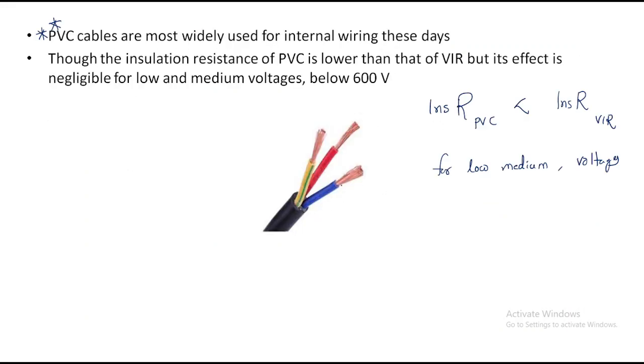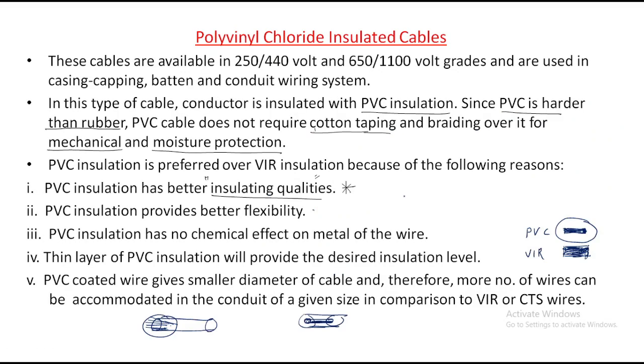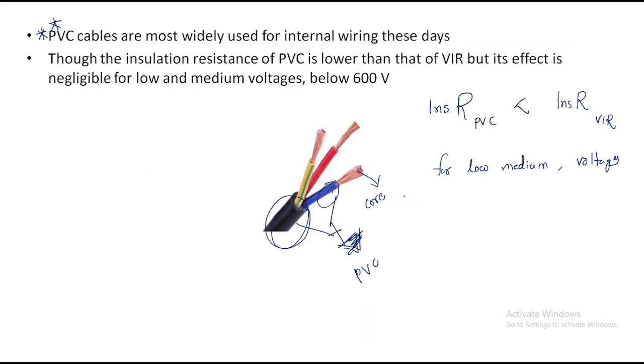So look here, this is the PVC cable. In general, this is the core or conductor, with more number of strands, this is the inner insulation, and this is the outer insulation. These insulations are made with PVC, polyvinyl chloride. Understand? This is about the PVC insulated cables.